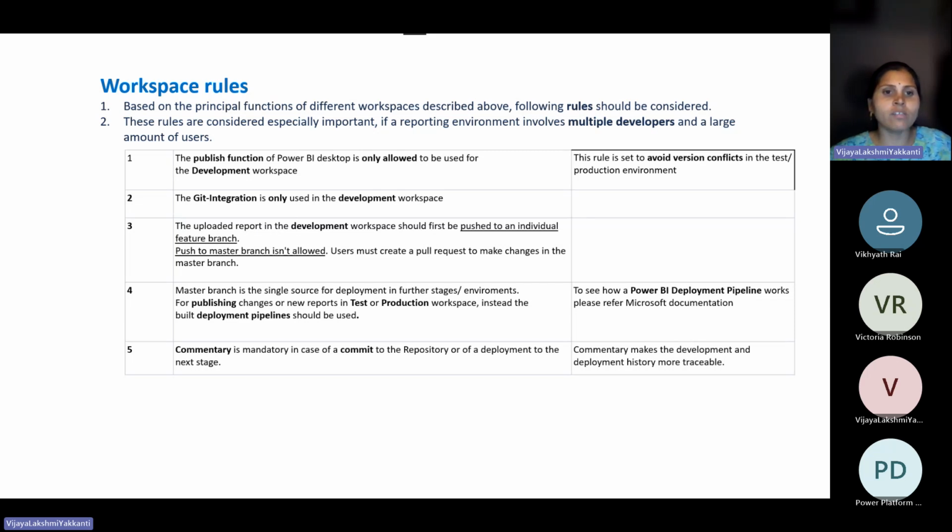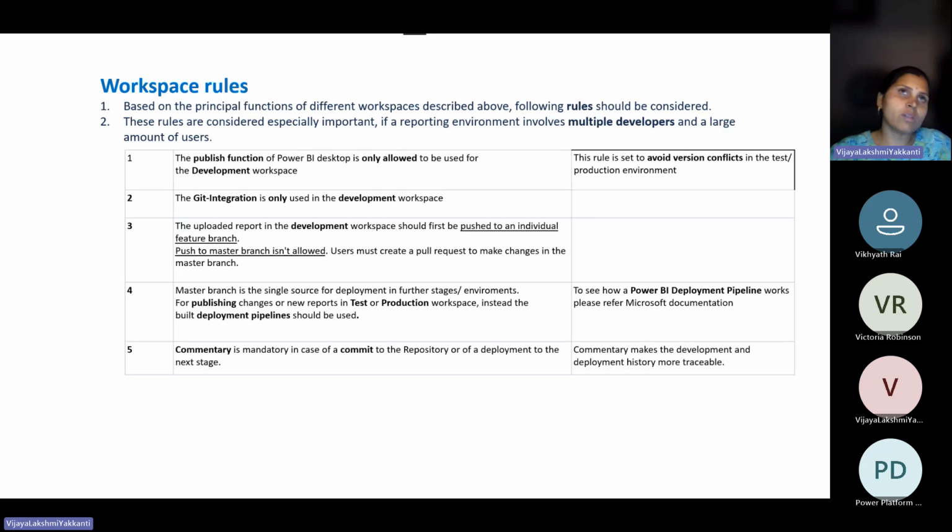Once the feature branch is done, I will create a pull request to the master branch. I just make sure to create a pull request, and then it can be approved by the respective manager or tech lead. Once they are done reviewing these changes, I will merge the feature branch into the master branch. At the end of the day, the master branch is the single source for deployment to further stages or environments. The master branch is going to sync with the development workspace, and then the development workspace syncs with the quality workspace, and then the production workspace. This is how the flow will work.